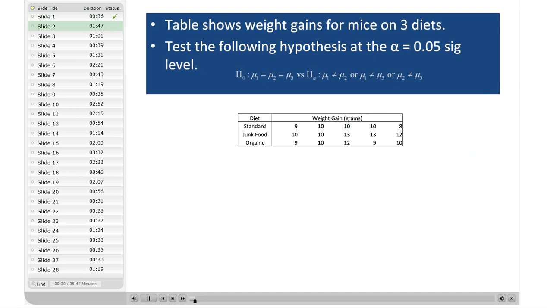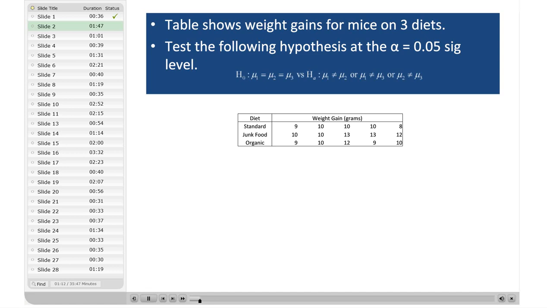Alright, let's go ahead and get started with an example. Let's say you have 15 mice, and you have 3 potential diets for the mice: a standard diet, a junk food diet, and an organic diet. One thing you could do to investigate these diets is randomly divide the mice into 3 different equal subgroups with 5 mice each, and then you could feed each of those subgroups a different diet. Then you could see what the weight gain is for each group and try to figure out which diet leads to the highest weight gain, which diet leads to the lowest weight gain, and so on and so forth.